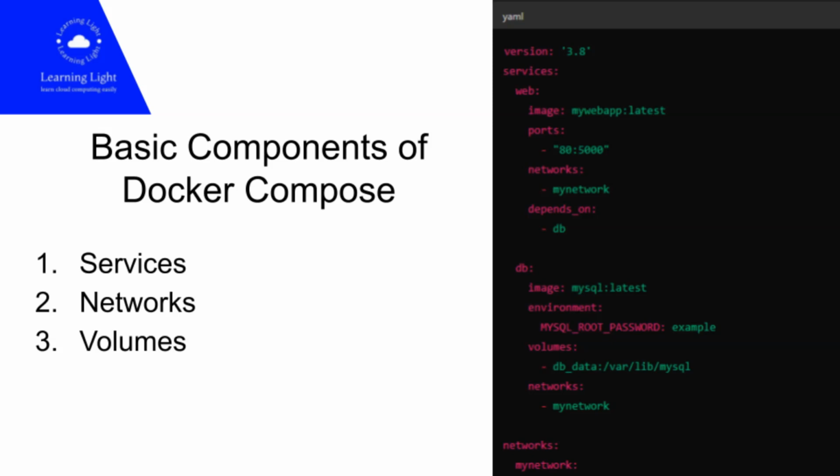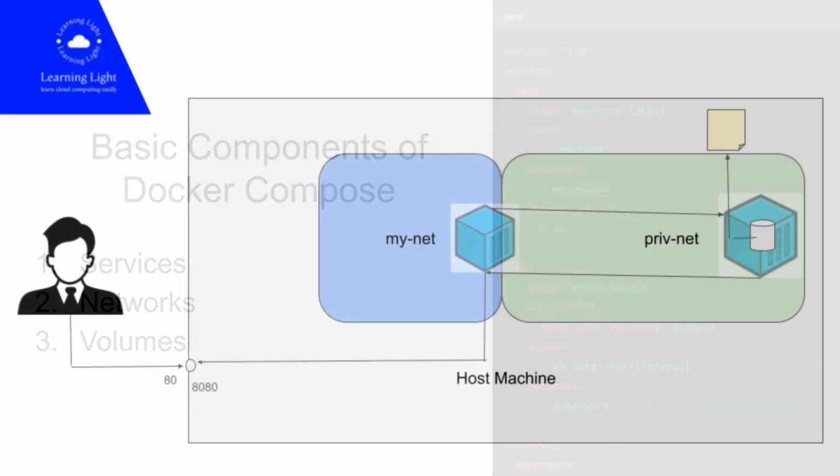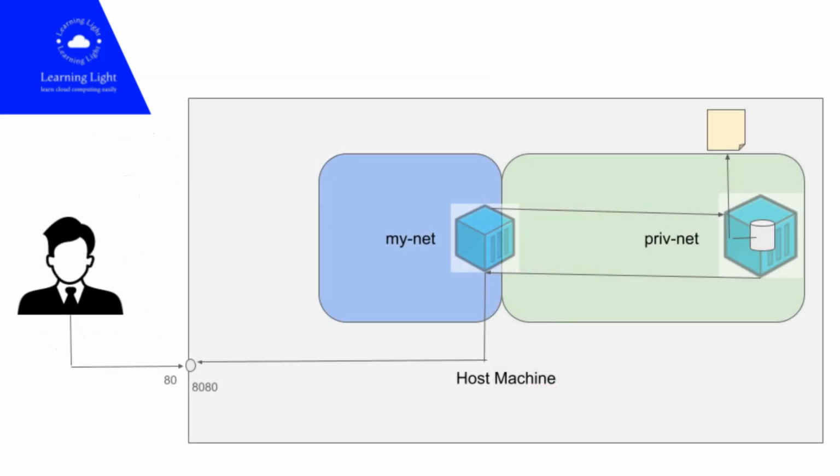Volumes are used to persist data and share it between services. You can define volumes in the compose file to ensure data is not lost when containers are recreated. Now, let's jump to the console and see how we can build a multi-container system with the help of Docker Compose.